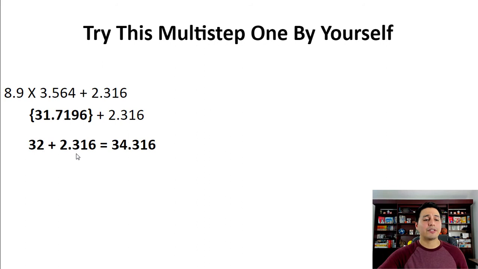We then have 32 plus 2.316. In this case, this gives us a total value of 34.316. In this case, we want to round to the closest whole number because 32 doesn't have a decimal at all. So our final answer would just be 34.